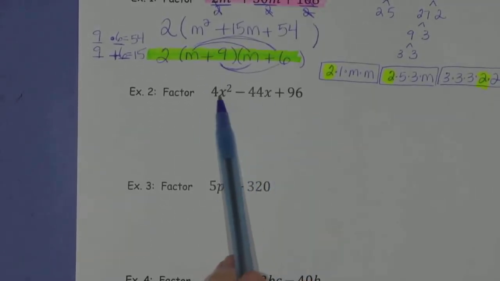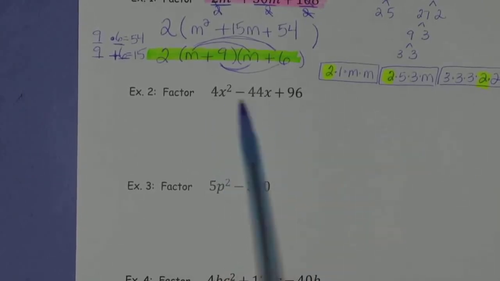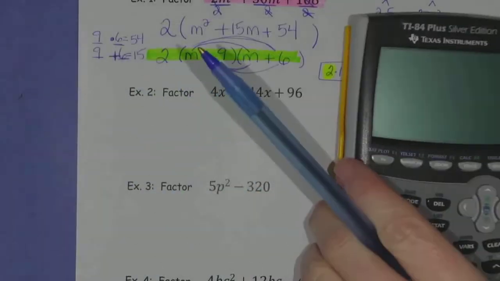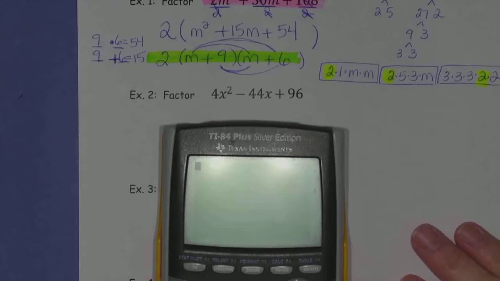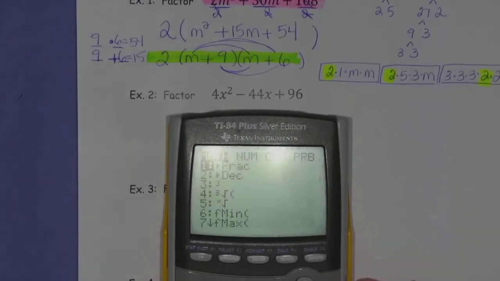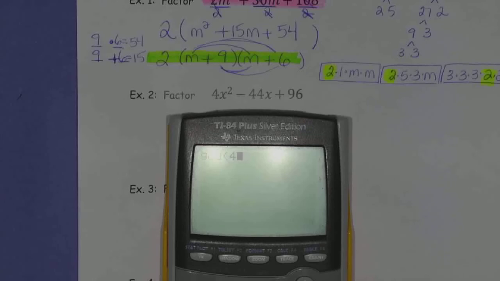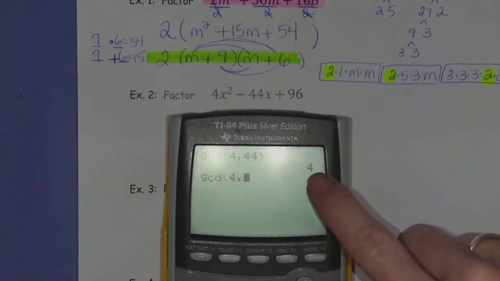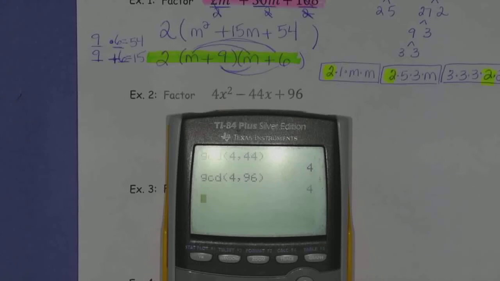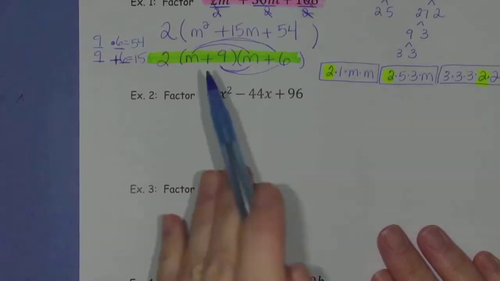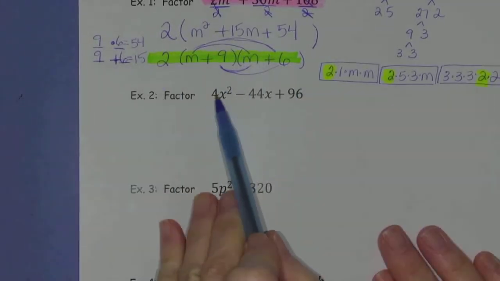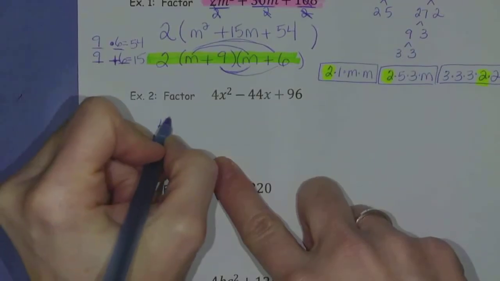Okay, so here we have 4x squared minus 44x plus 96. So the first thing we're going to do is look for a GCF. If you want to do it by hand, feel free. If you want to use the TI, then off we go. So we've got math num 9. We'll start with a 4, 44, and that's 4. We'll do it all over again with the 4 here and 96. And so it's 4. So the largest number that divides into or is a factor of, the largest factor of a 4, a 44, and a 96 is 4.